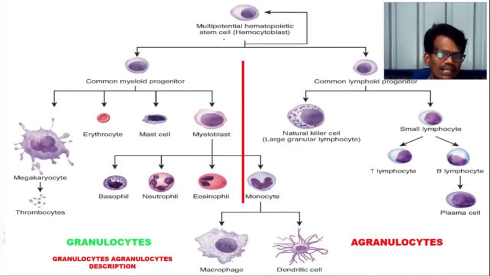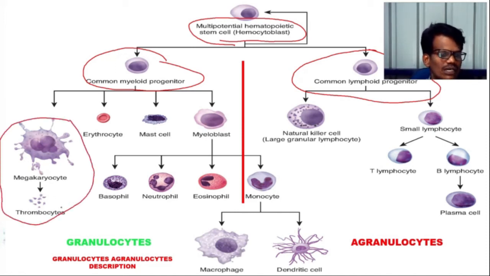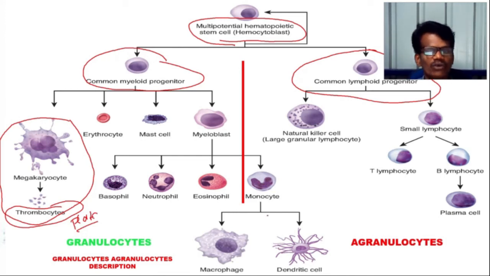You can see here, it is the multipotent hemopoietic stem cell which gives rise to the common myeloid progenitor cell and the common lymphoid progenitor cell. The myeloid progenitor cell gives rise to megakaryocyte, which gives rise to thrombocytes. Thrombocytes are platelets. So they are also formed from the bone marrow, from the multipotential hematopoietic stem cell, via the common myeloid progenitor.